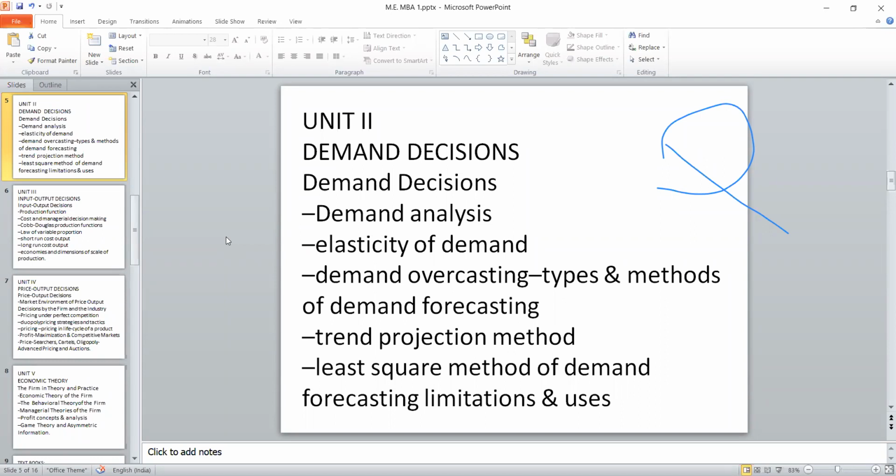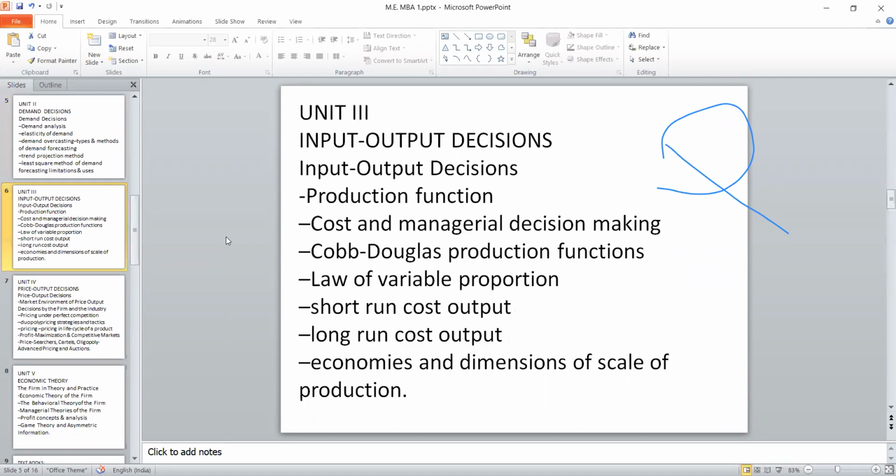Apart from all these things, we can look at the importance of demand forecasting. We can list out the uses and the limitations. So in the second unit, all demand-related topics are included: demand analysis, law of demand, elasticity of demand, demand forecasting, and uses and limitations of demand forecasting. These are the topics in the second unit.